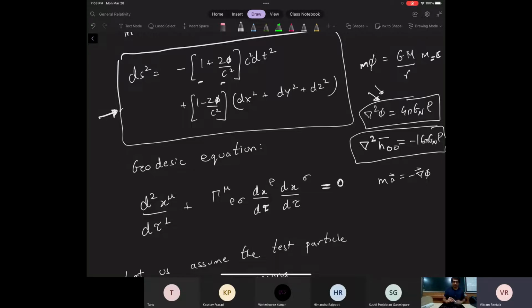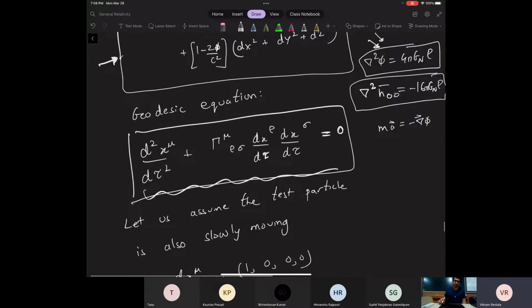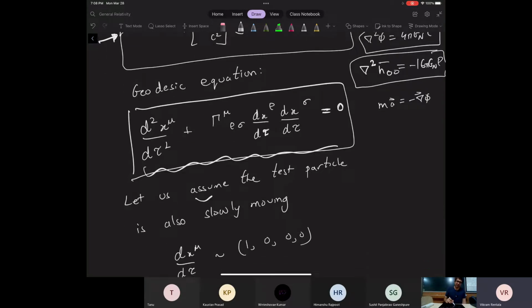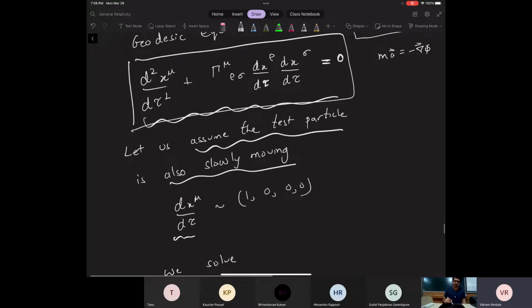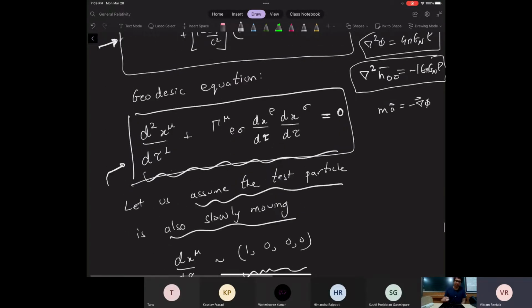So the geodesic equation is this. This is the general form in any coordinate system. Now we'll also assume that the test particle is slowly moving, so it has a speed much less than the speed of light. So dx mu d tau for this particle is approximately 1, 0, 0, 0. However, from this equation, what we're trying to find is the rate of change of this. The initial condition is that it's small, but we want to figure out the rate of change of that velocity, so we want to solve this equation.